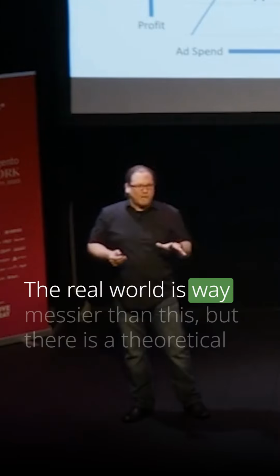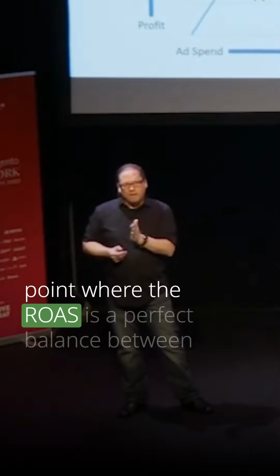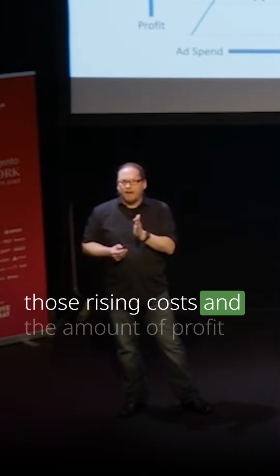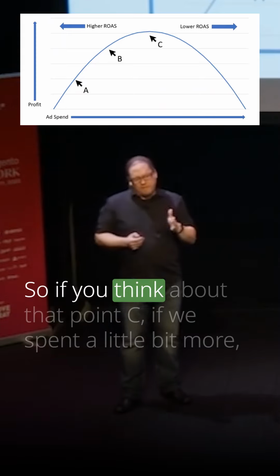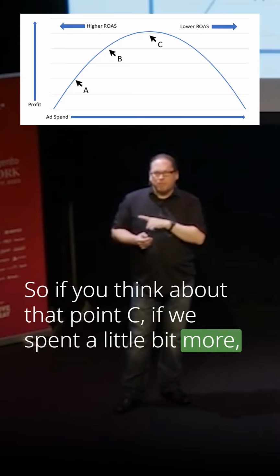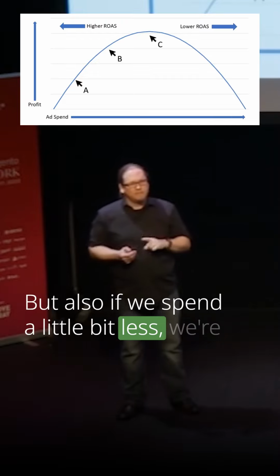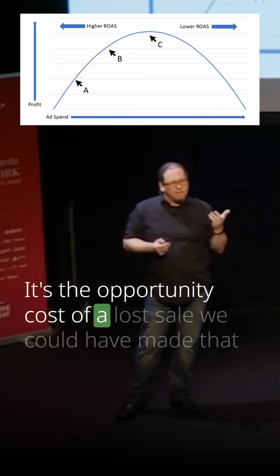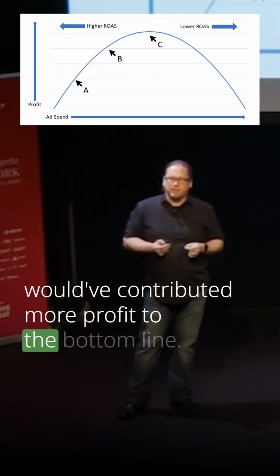The real world is way messier than this. But there is a theoretical point where the ROAS is a perfect balance between those rising costs and the amount of profit that you can get on an additional sale. So if you think about that point C, if we spend a little bit more, we're losing money, our profit goes down. But also, if we spend a little bit less, we're losing money, our profit goes down. It's the opportunity cost of a lost sale we could have made that would have contributed more profit to the bottom line.